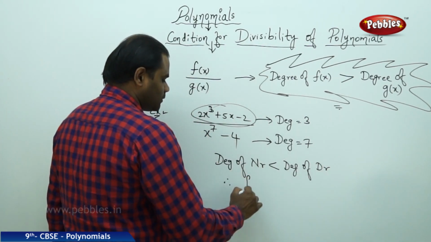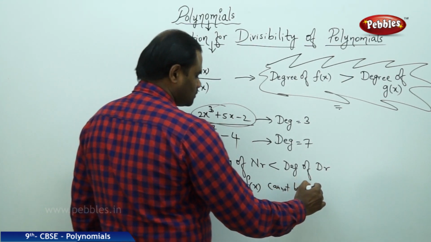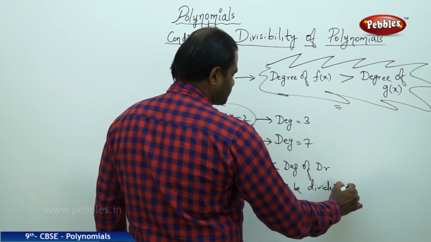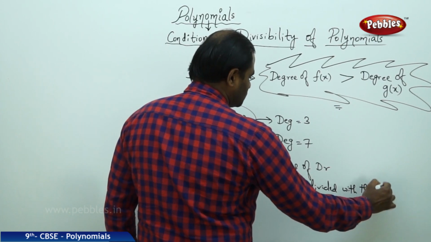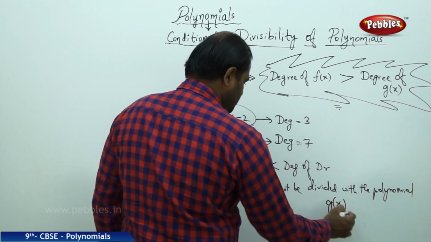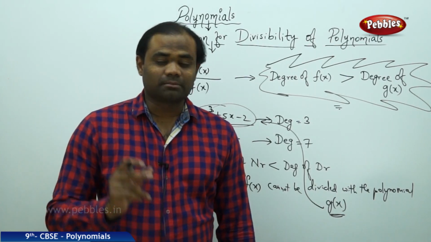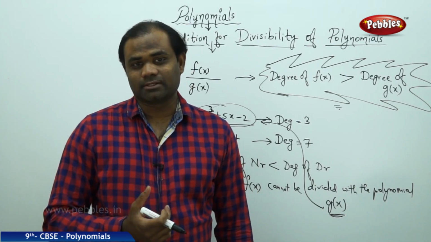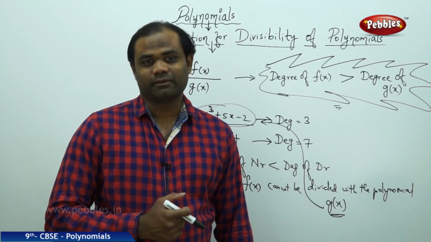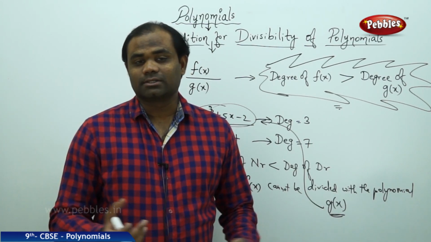Therefore, f of x cannot be divided with the polynomial g of x in this example problem. f of x can be divided with the polynomial g of x only when the degree of f of x is greater than the degree of g of x. And the division is done through the long division method as discussed in the session.